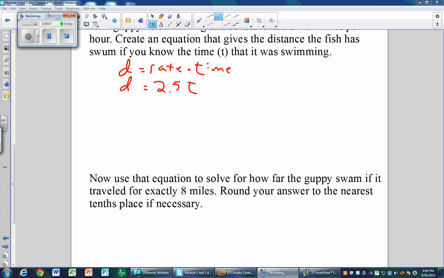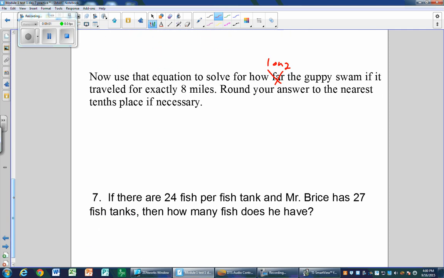Now use the equation to solve. I realized that this was a mistake. It's supposed to be how much time the guppy swam if it traveled for exactly 8 miles. Round your answer to the nearest tenth place if necessary. So now we write down the equation again. Distance equals rate times time. The rate is 2.5 miles per hour, 2.5t. If it was 8 miles, miles is distance, so that's 8 equals 2.5t.